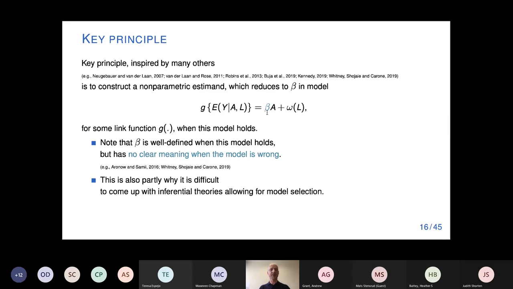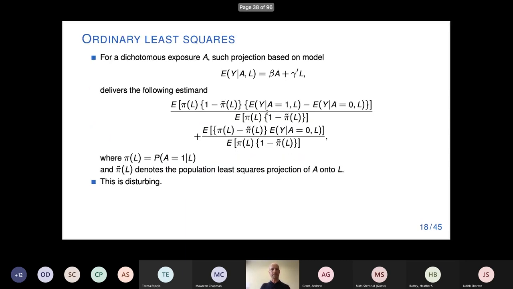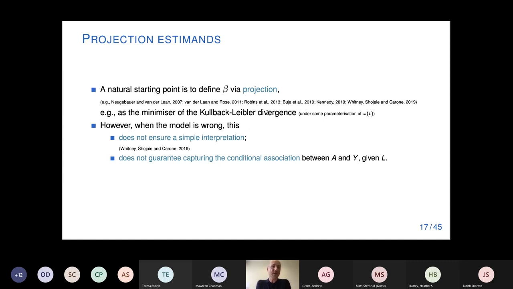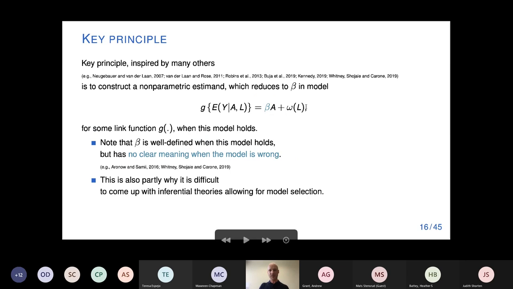So that's why we're going to work with a nonparametric estimand, one that has meaning even if this model does not make sense. So a natural starting point to come up with a nonparametric definition for beta is to use so-called projections. That is, we could view beta or define beta as the minimizer of some distance measure, like the minimizer of the Kullback-Leibler divergence under a certain parameterization of what I call omega L. So this is like the domain effect of the covariates in this model.